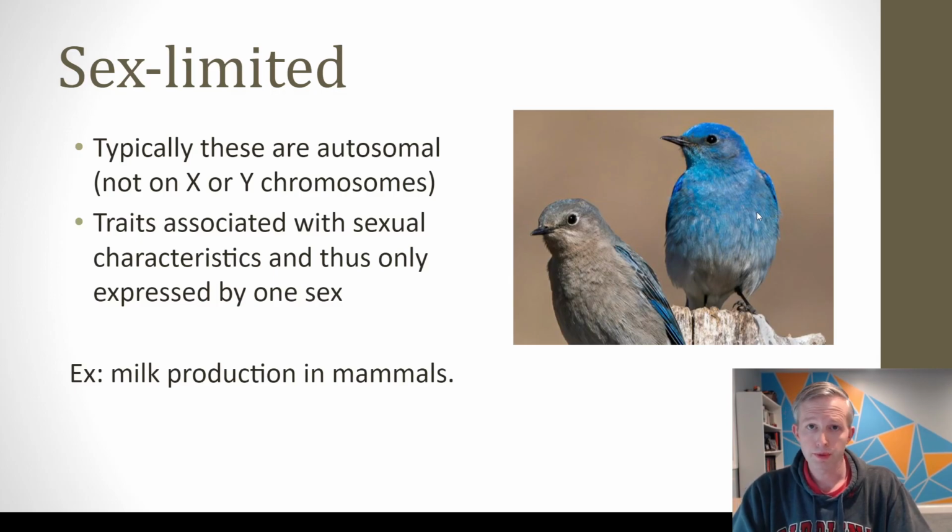Another example is milk production in mammals. Both male and female mammals have all the genes, the genetics for the production of milk. However, in females it happens because of, again, other factors, and in males it is not expressed.